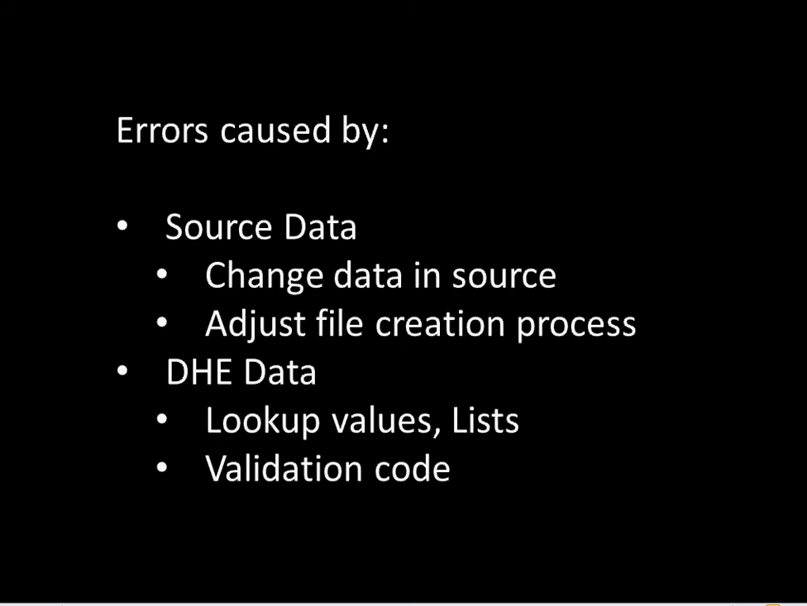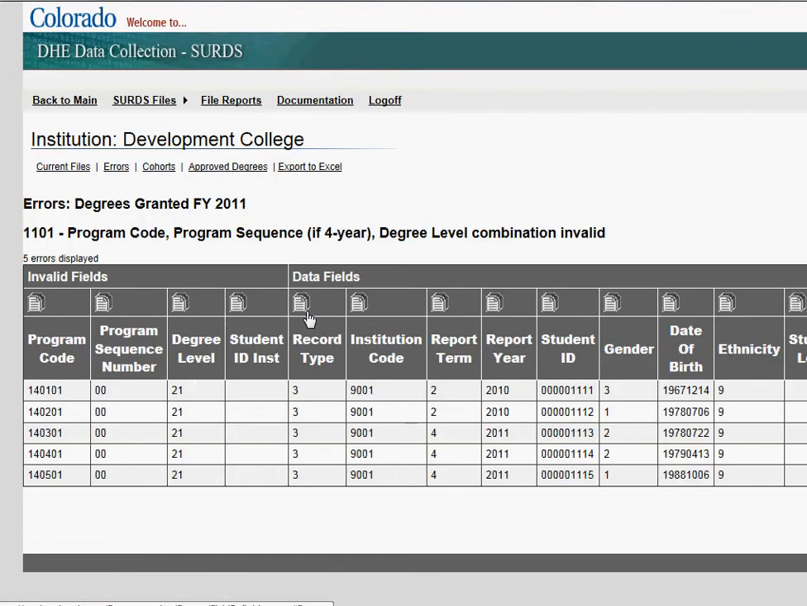Going back to our example here, this is a perfect example of that. Because DHE bounces off these degrees that are given against a list that we have for each institution, it's very possible that if this is a valid SIP code that was awarded, DHE just doesn't have that SIP code attached to this institution.